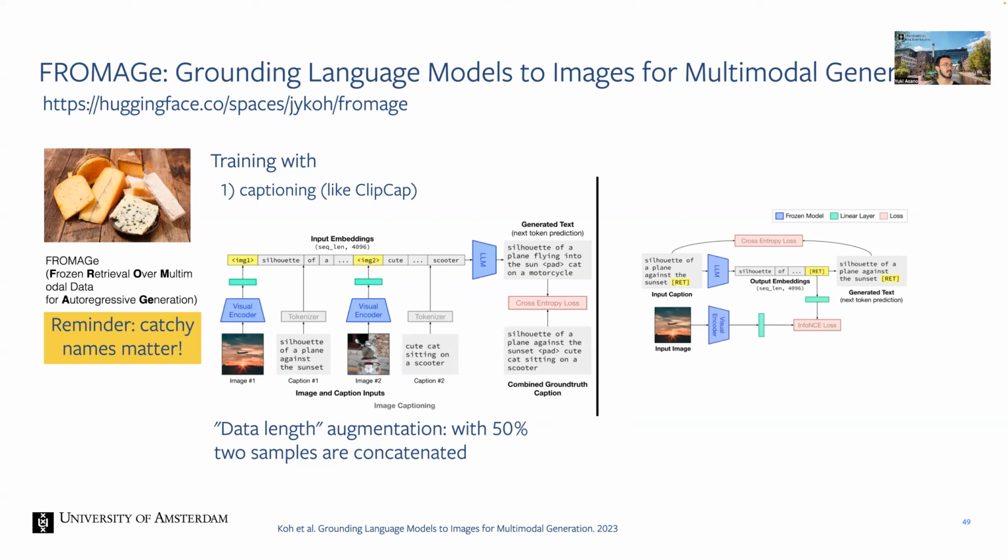And then the question is, okay, if this is a captioning loss, why are there two images next to each other? It's because they do this sort of data length augmentation. So with 50% probability, they concatenate two samples, which already looks a bit more like your data set is more mixed, more like a chat history, basically. But okay, they show that this helps for things, and we'll go into why this might be helping a bit later.